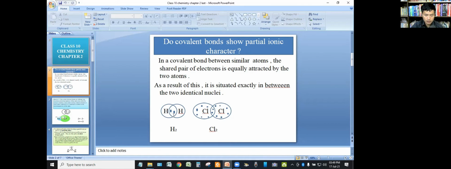The force of attraction is equal. And for chlorine also, since they are similar atoms or the same kinds of atoms, the shared electrons is situated exactly between the two identical nuclei.